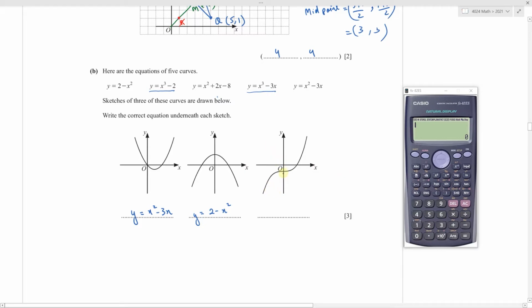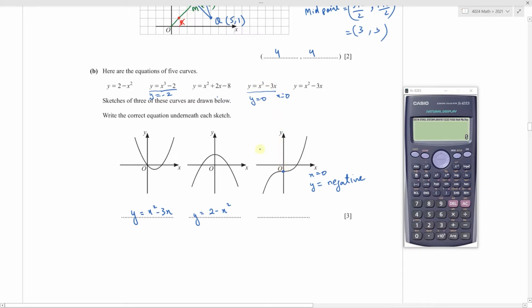So if I look at the y-intercept, that means this point where the x value is 0 and the y value is something negative because it is below the x-axis. So y value is negative. So let's look at this. If I substitute x equals 0, I get y equals minus 2, which is a negative value. And if I substitute x equals 0 here, I get y equals 0. So that means the graph of this equation will pass through the origin, because when x is 0, y is also 0. So this is a point on the graph of this equation.